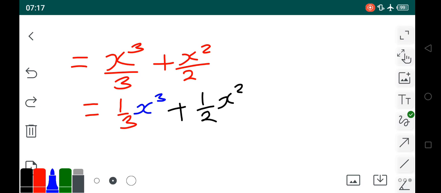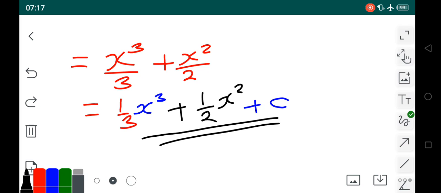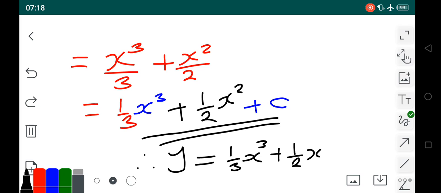Now the moment I'm done, you're going to add a c. Now I've added the c. This means that I have integrated. So the original equation then implies that, after you integrate, you're converting to the original equation or function. If the subject of the formula was y, y is now 1 over 3 x to the power 3 plus half x to the power 2, then plus the constant.